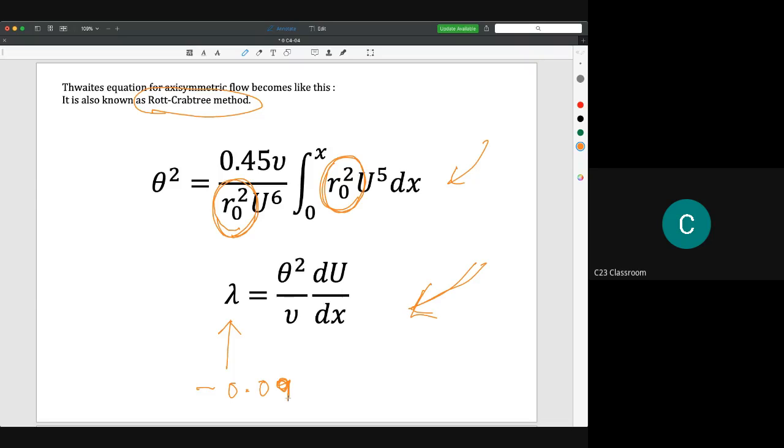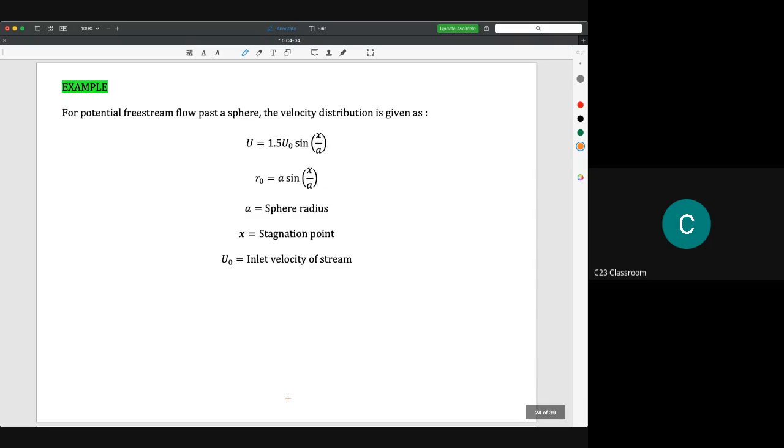And the r naught here is actually the maximum radius of our object. Okay, let's say we have a free stream velocity flow past a sphere. So let's say we have this one. I think you are familiar with this term. So we have the u square, and we have u equal 1.5 u naught sine x over a.